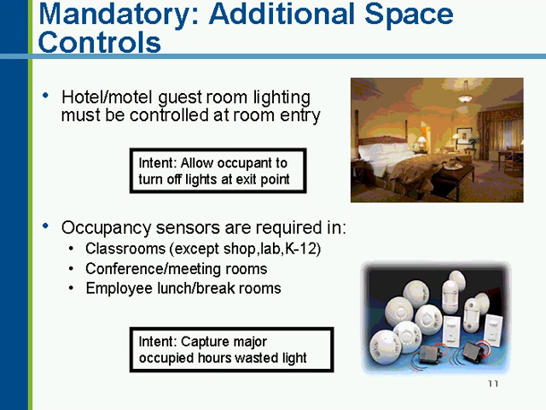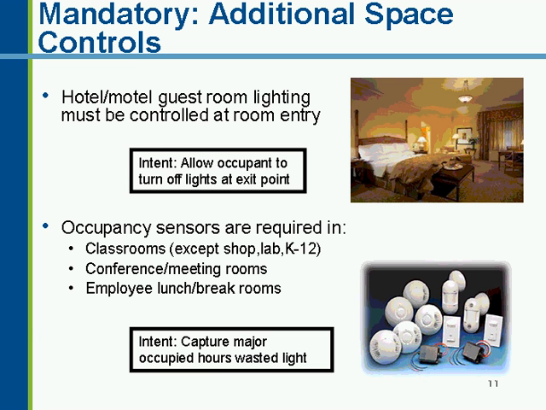Some more mandatory requirements. There are some specific spaces that have their own specific space control. One is hotel, motel, guest room lighting, where the requirement is that all of the permanently installed lighting and switched receptacles must have a control at the exit of the room. The idea being here that if you have a light on in the back of the room and the occupant is leaving, they must have a way of turning those lights off without having to walk back into the room to turn the lights off. This is intended to encourage occupants of these spaces to be able to turn off the lights without any extra effort.